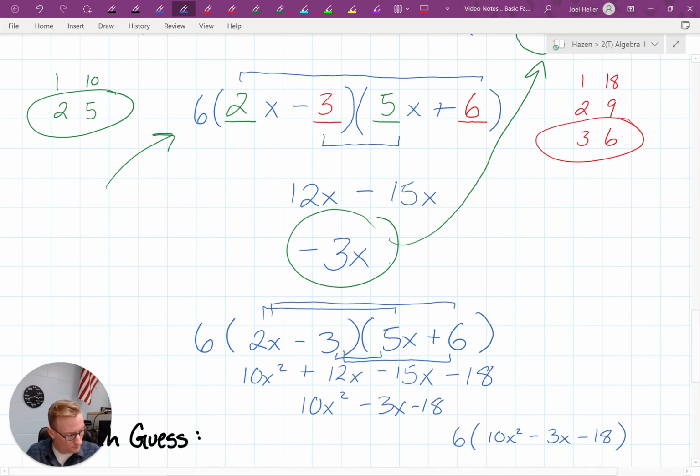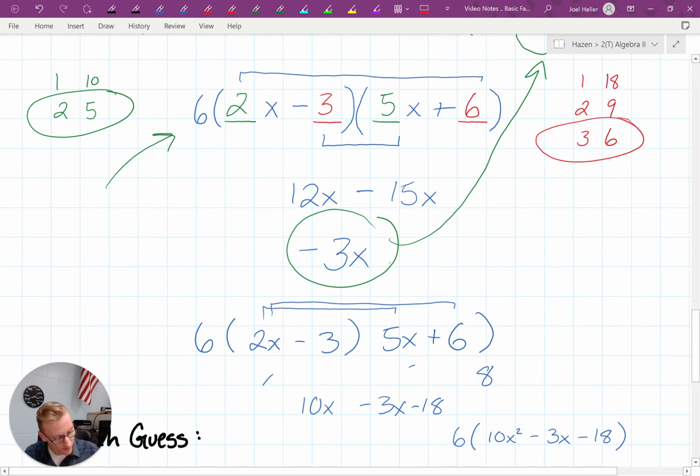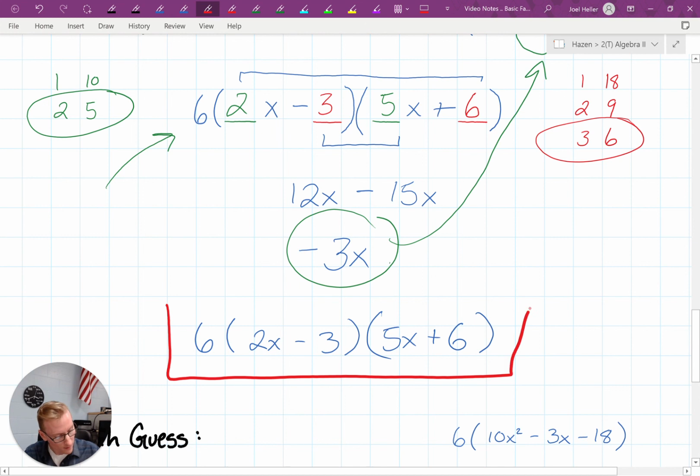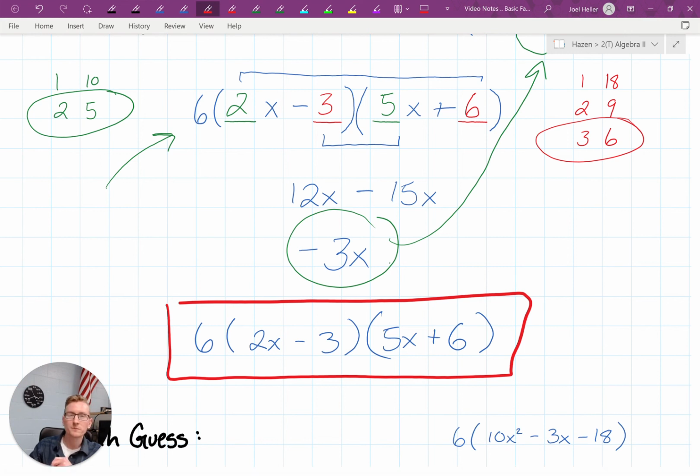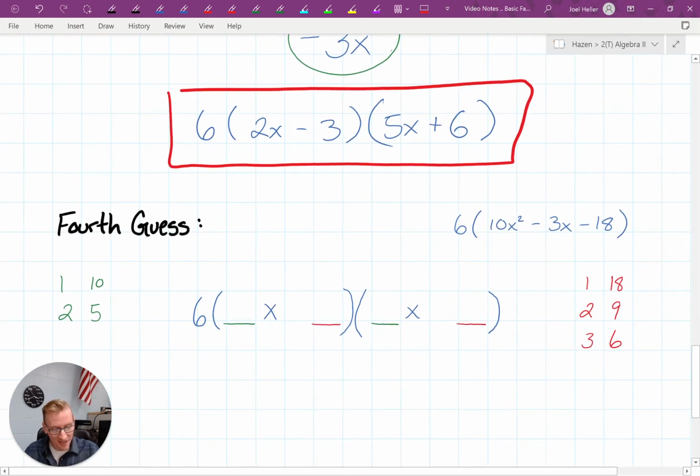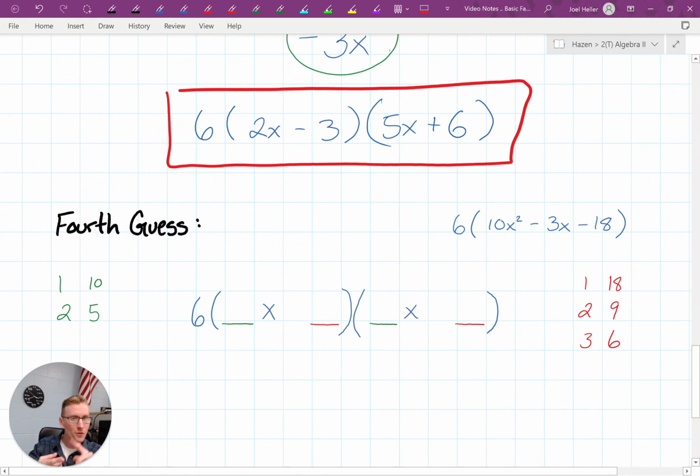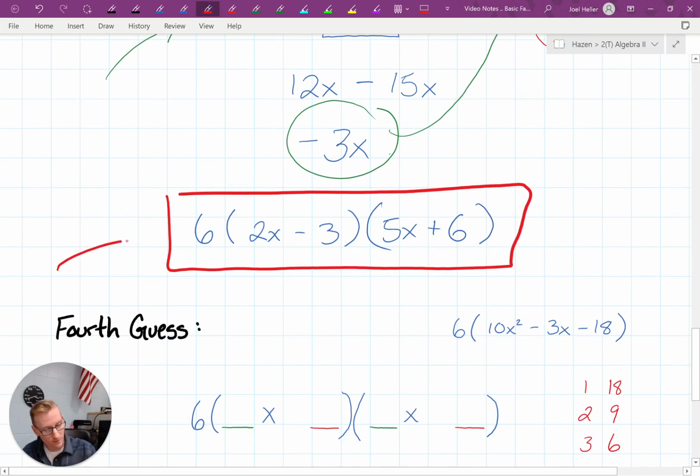So my final answer, get rid of my check in here. My final factored form is 6 times 2x minus 3 times 5x plus 6. Look at that. I didn't even need a fourth guess. But if I hadn't found it in the third, I would just jump down to my fourth. And if I didn't find it in the fourth, I'd jump down to the fifth. You just keep going until you've exhausted all the possibilities. But looks like that right there is the factored form of our quadratic.